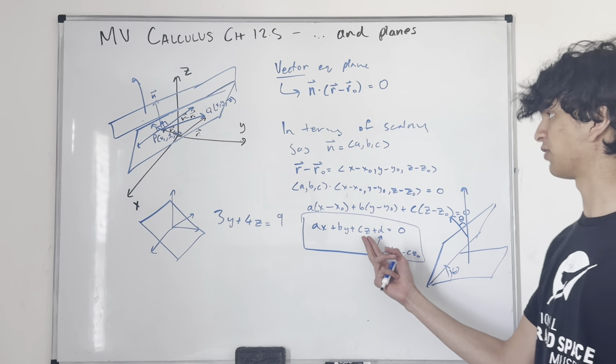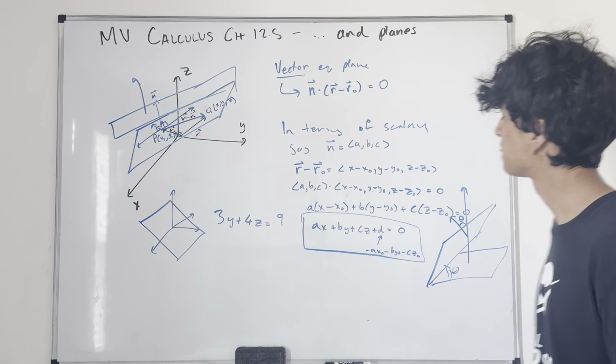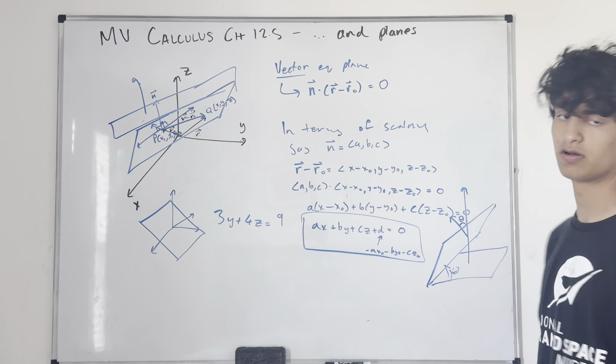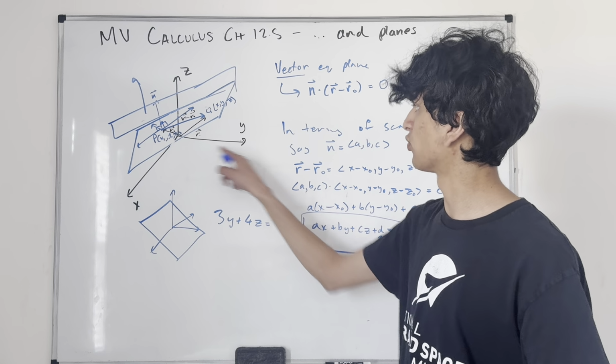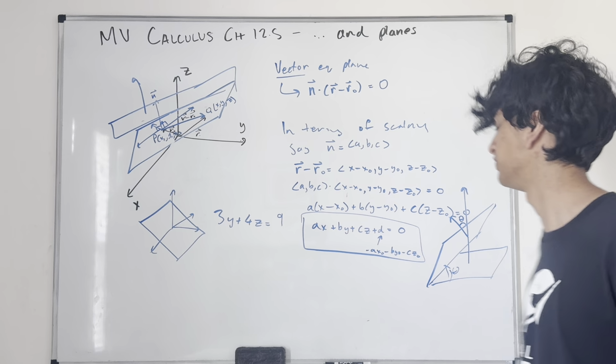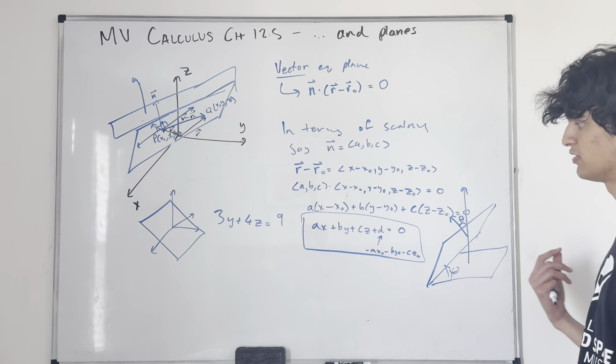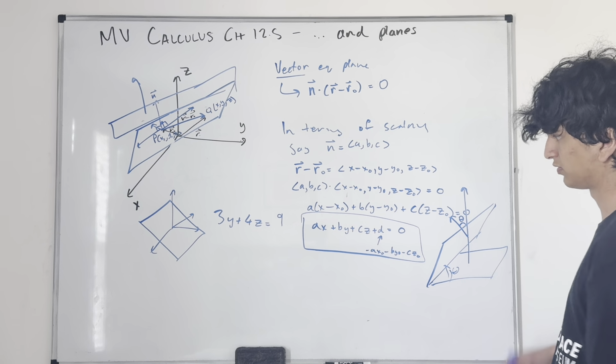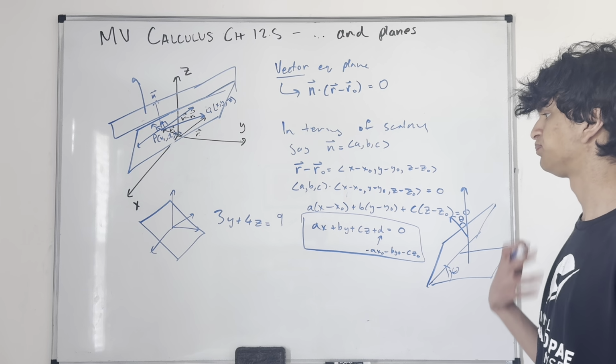A z-intercept, when it intercepts the z-axis, that's when your x and y are 0, right? When x is 0 and y is 0, I know the point is going to be somewhere along the z-axis. To find your y-intercept, set x and z equal to 0. So on and so forth.